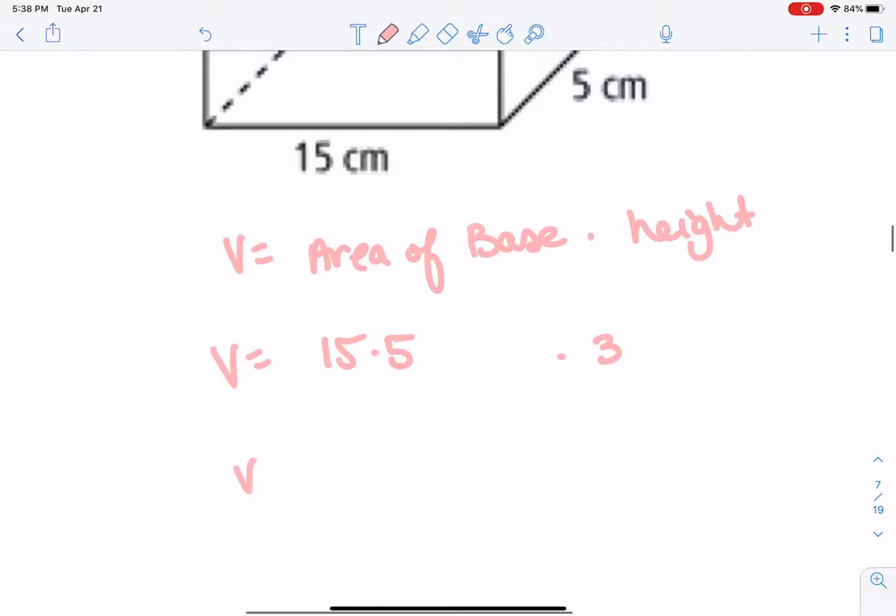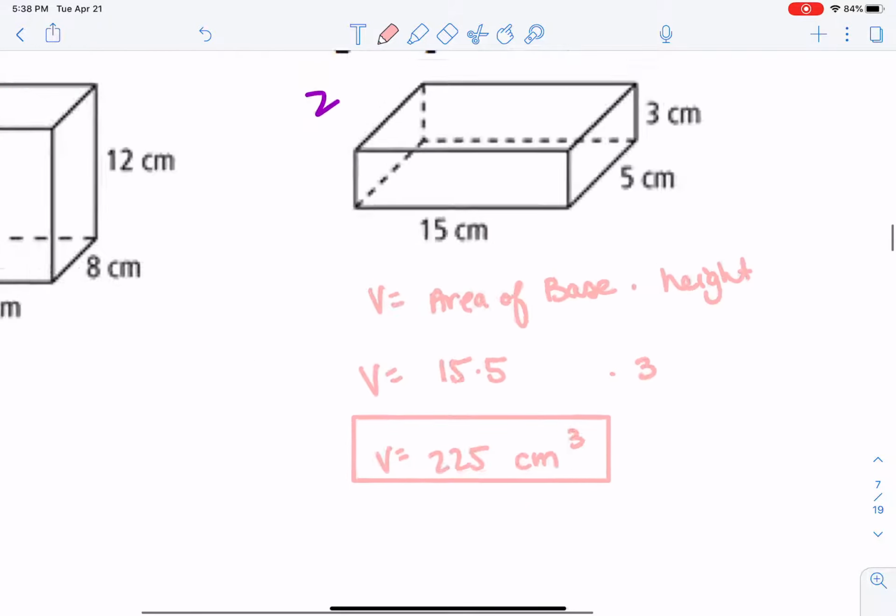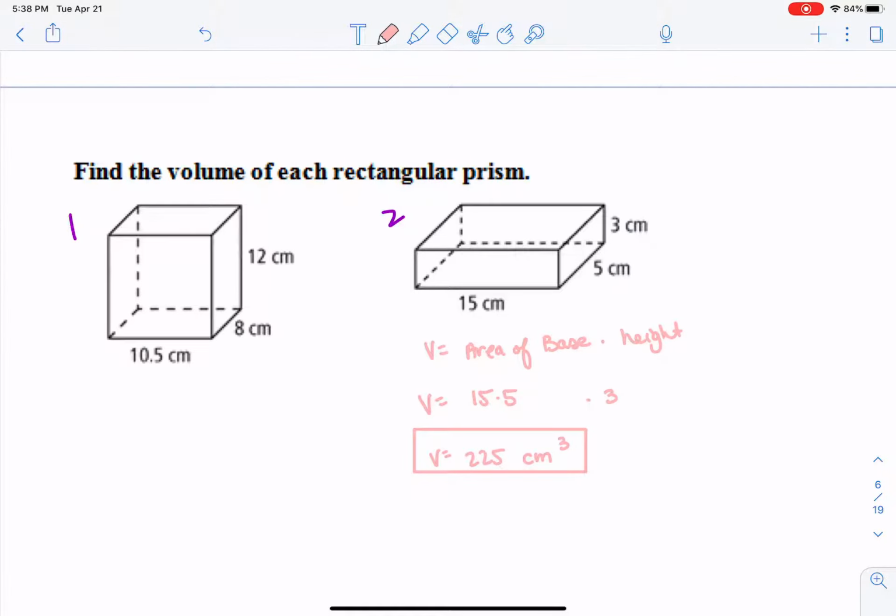So type that all into your calculator, and you should get 225. And then the unit is cubed because it's three-dimensional. So centimeters cubed. Number 1 is similar to that if you'd like to try that on your own later.